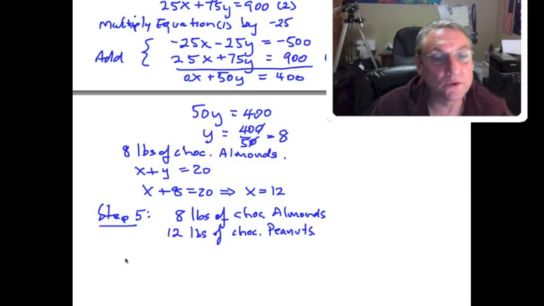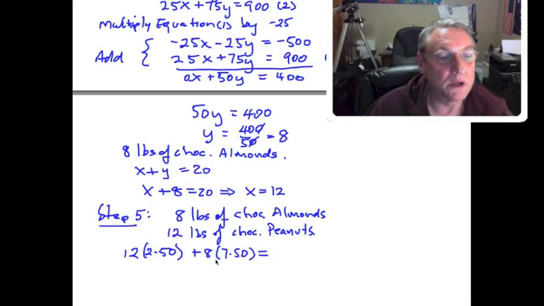Now let's see if that works. Well, 12 times $2.50 plus 8 times $7.50, what does this come out to be? Well, 12 times $2.50 is going to be $30, plus 8 times $7.50 is going to be $60. And this comes out to be $90. And so that checks out.